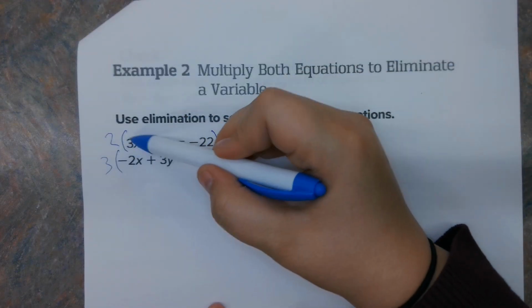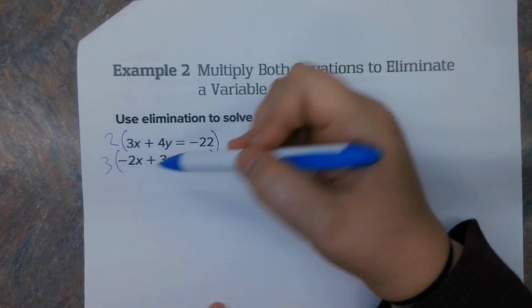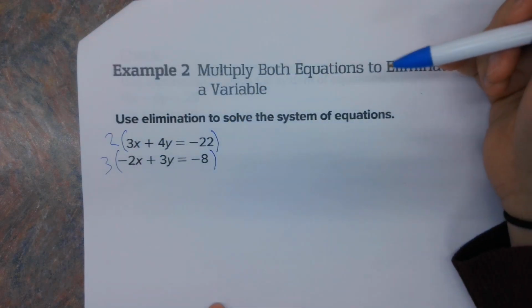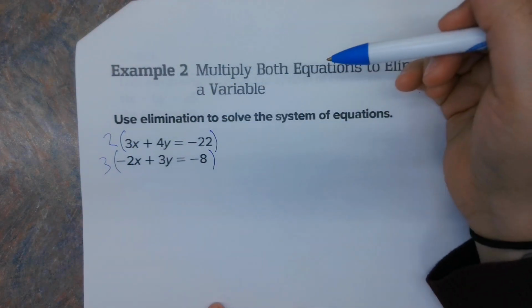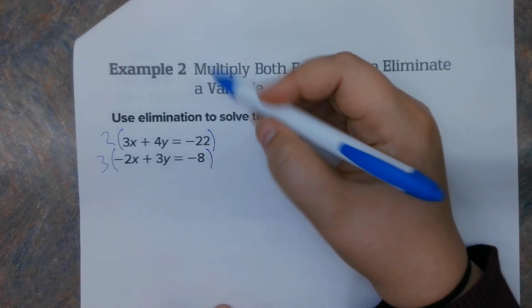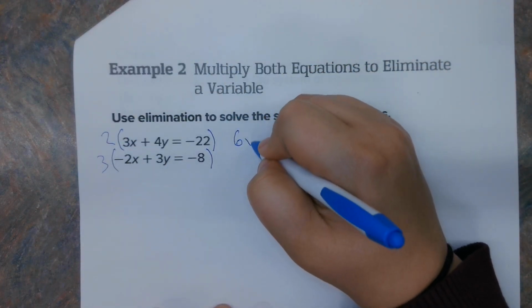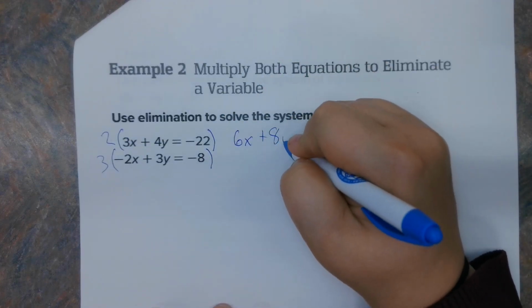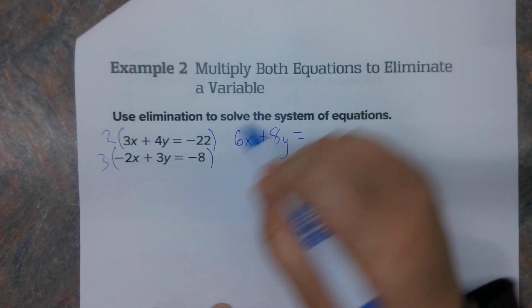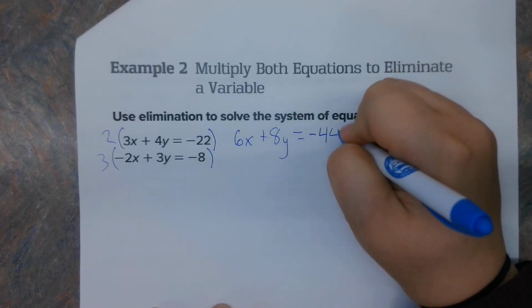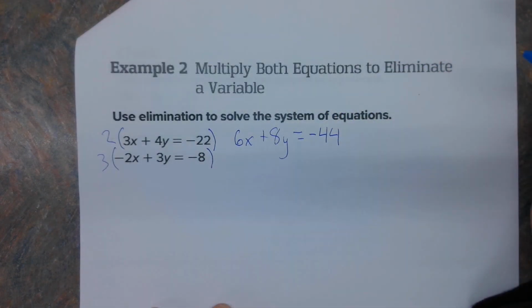You can check it. 2 times 3 is 6. 3 times 2 is 6, and this one's going to be a negative 6. So you have to multiply both of these in order to get one set that's going to be the same and opposite. So let's go ahead and do that. 2 times 3x is 6x. 2 times 4y is 8y. And then 2 times negative 22 is going to be negative 44. So there's the first one done.